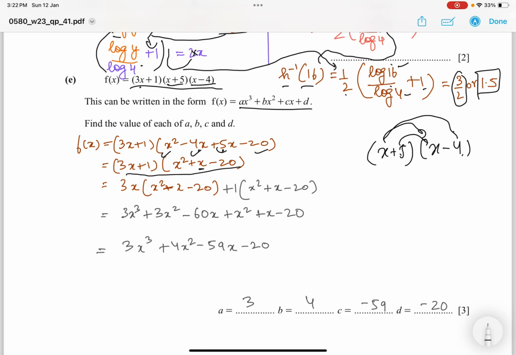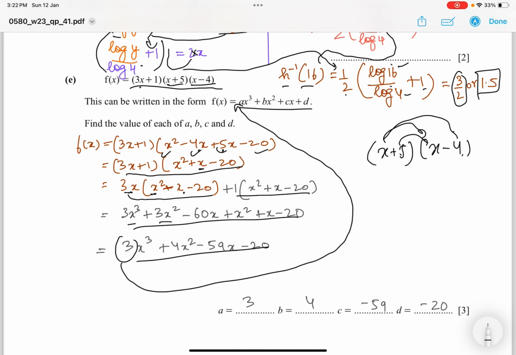Now we will multiply these two. First we will multiply 3x with it, then 1 with it. So if I multiply 3x with x square, 3x cube, 3x with x, 3x square. Like this we will solve them and we can compare the values afterwards. So a over here is 3, b over here is, let me see, b over here is 4, c is negative 59 and d is negative 20.